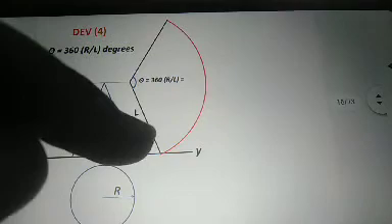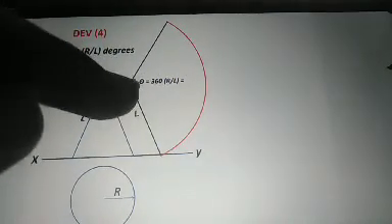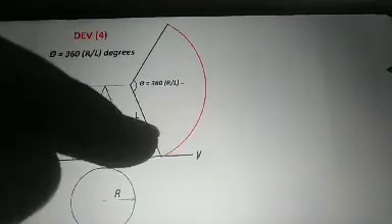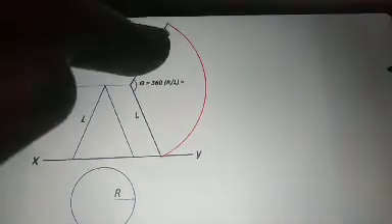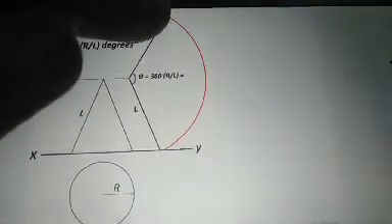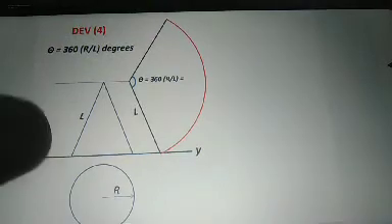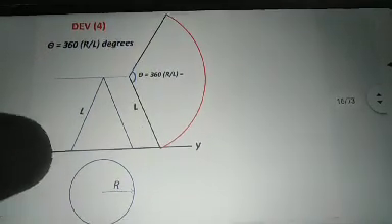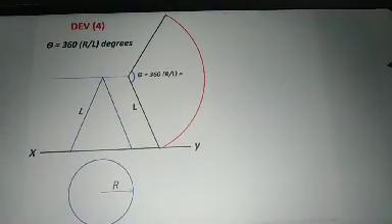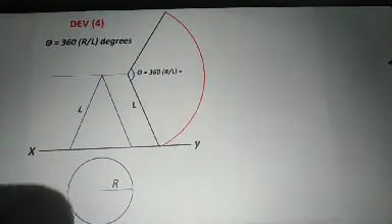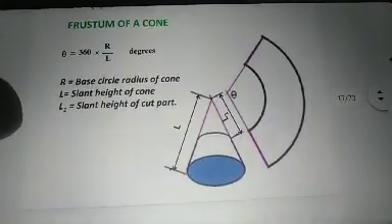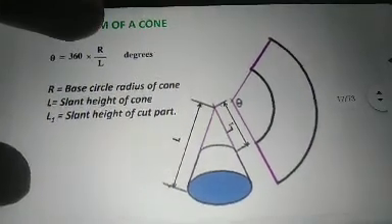After that, for developing a cone, draw an arc by taking L as the radius. By taking L as the radius, draw an arc which is shown in a red line. The arc is shown in a red line, and theta is the angle through which this cone is to be developed. So what is that theta? Theta is equal to R by L degrees. It can be visible clearly.